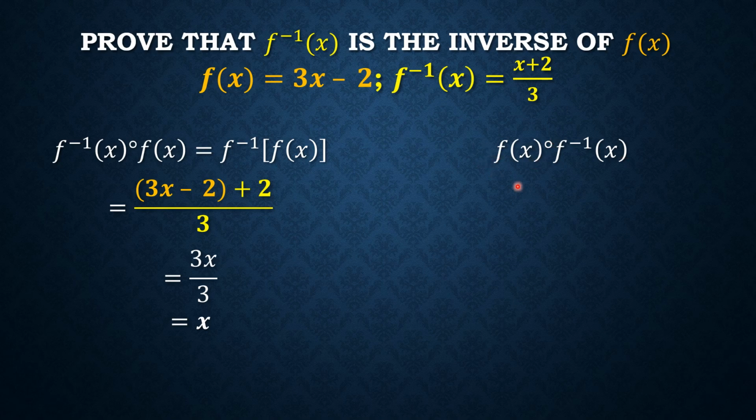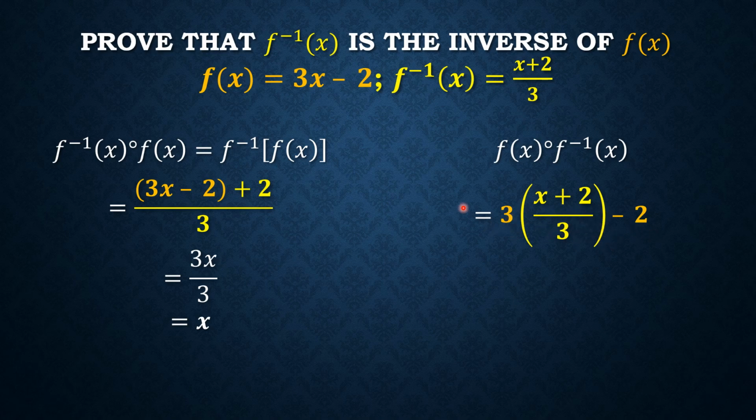Baliktad naman. F of x circle f inverse of x. So, we have here, since ang nasa outer or yung nauna is yung f of x, tingnan natin itong nauna, f of x na 3x minus 2. So, 3x minus 2, yung x dyan, palitan naman natin nung f inverse, which is x plus 2 all over 3. So, ito na siya. 3 times the quantity x plus 2 all over 3 minus 2.